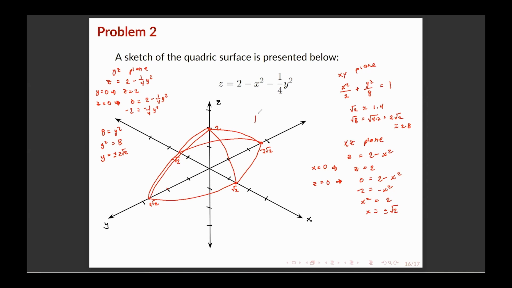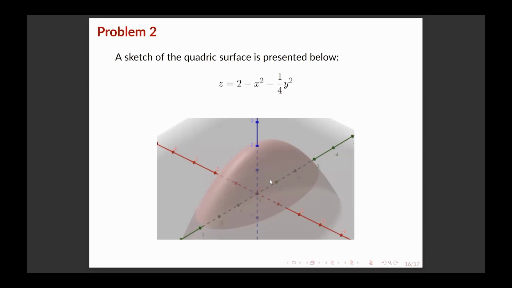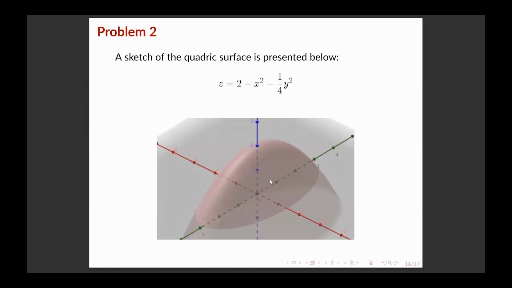So all in all, this would be our elliptic paraboloid. We're going to confirm on the next slide if this sketch is accurate enough. Okay, so this would be the elliptic paraboloid when sketched on GeoGebra. A quick remark right here is that the major axis of the xy plane ellipse is the y-axis, where the length is 2 square root of 2, or about 2.8, while the minor axis of the ellipse has a length of square root of 2, which is about 1.4.